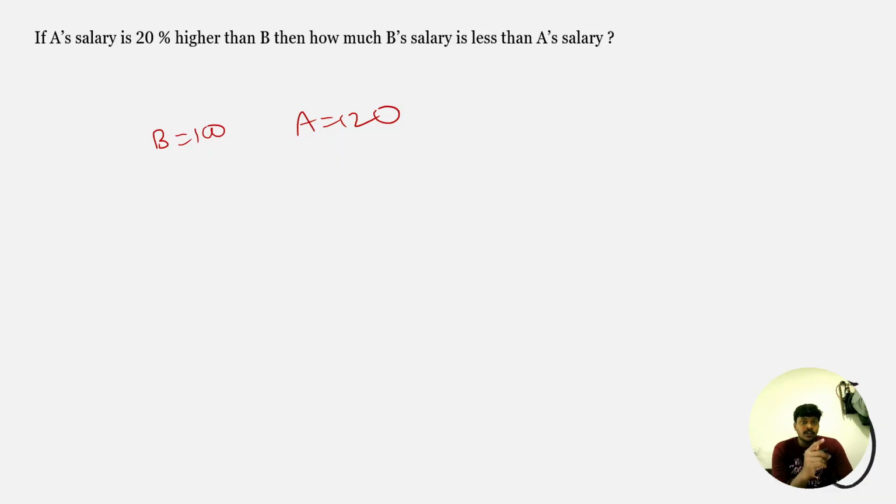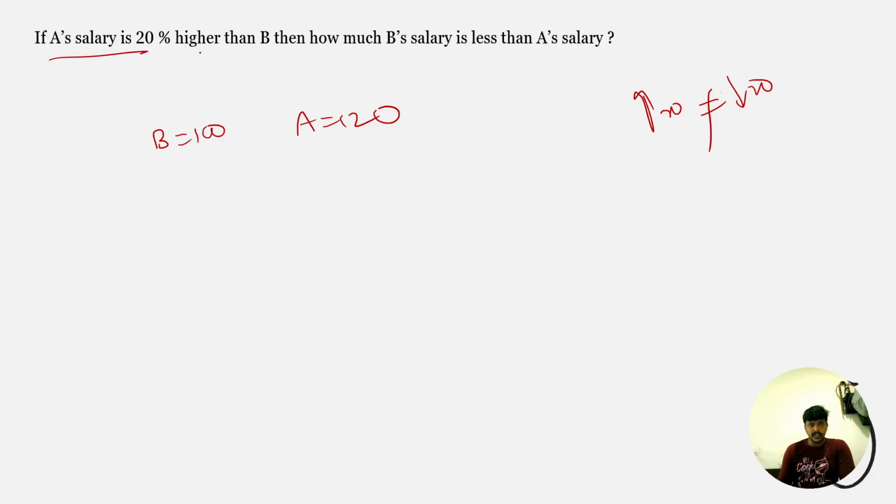Listen, whenever you are finding out this percentage less or more, you should not take directly 20. I told you, if you increase by 20 and you are decreasing by 20, both of them are not equal. So if A is 20% higher, it doesn't mean that B is 20% lower. Remember this. If A is 20% more than B, that is not equal to B being 20% less than A. Then see what we have to do here.